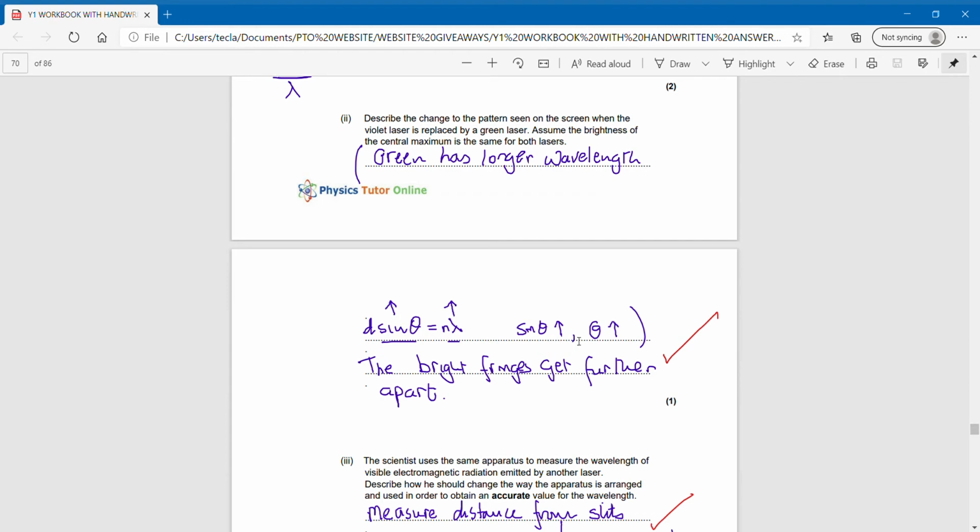So if sine theta increases, then theta must also increase. So the bright fringes get further apart. The angle theta is increasing.